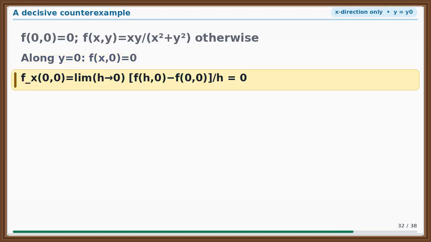The x partial derivative at the origin therefore exists. Its difference quotient is 0 divided by h, which is 0 for every non-zero h. The limit is 0, and the horizontal slice is continuous at the origin.